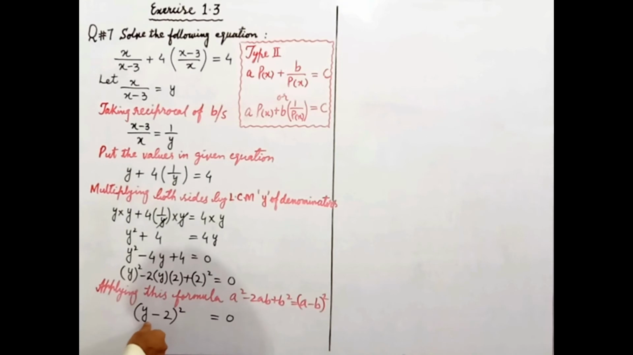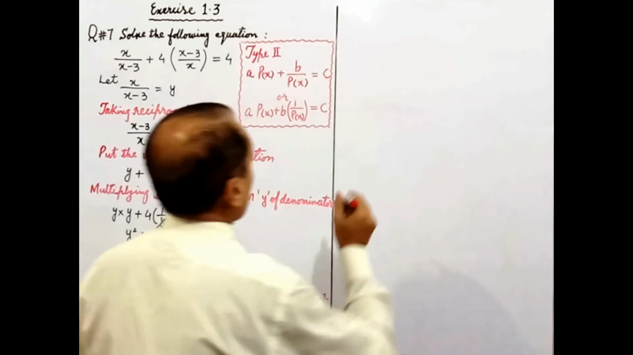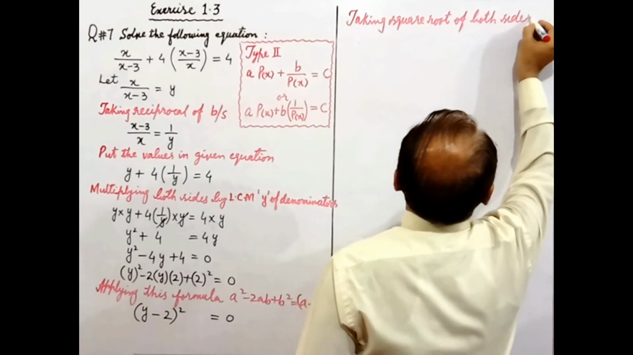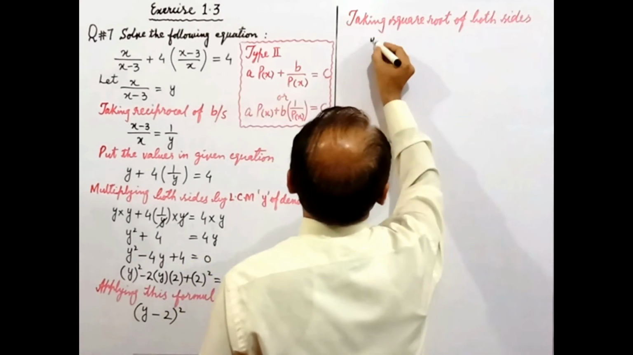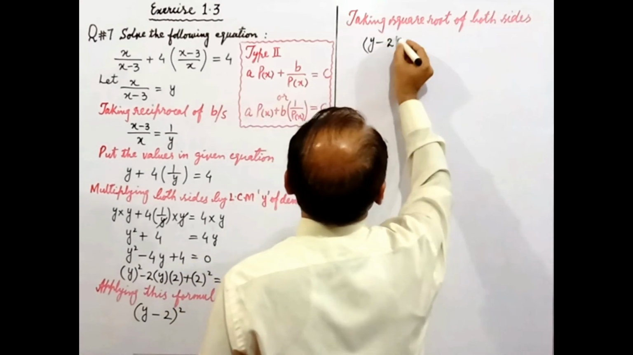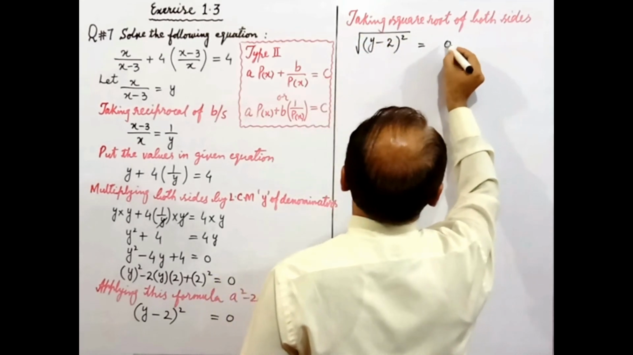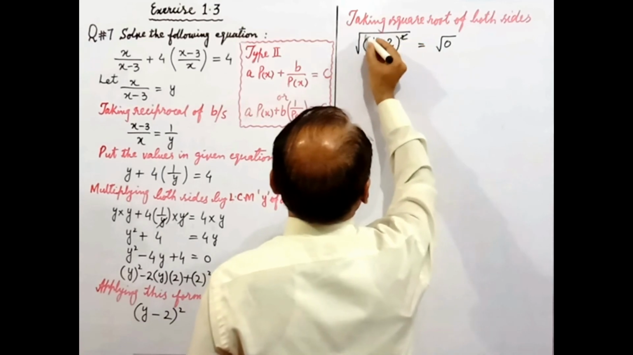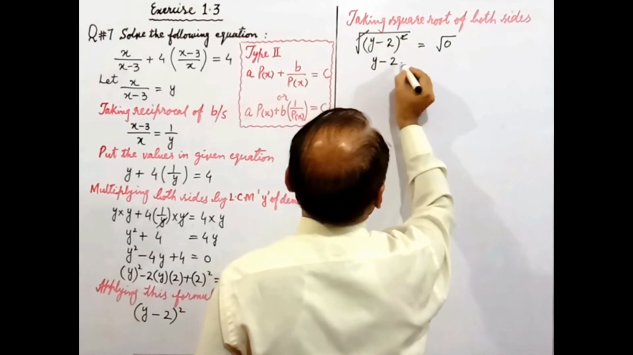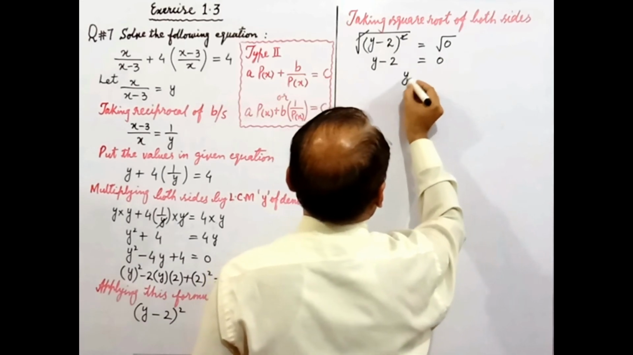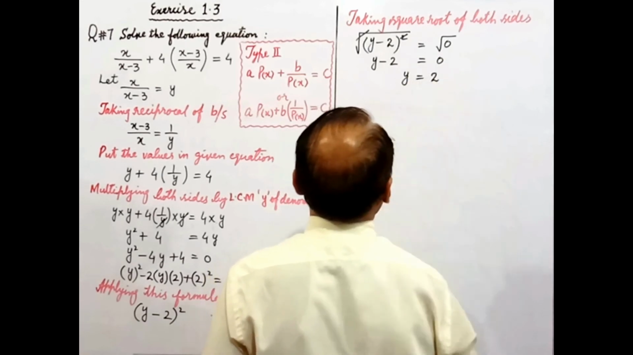As we are required to find the value of y, we have to remove the power 2 by taking its inverse, that is square root. We have square root of y minus 2 whole square is equal to square root of 0. Square is cancelled by square root. We have y minus 2 is equal to 0, as square root of 0 is 0. Y is equal to 2.